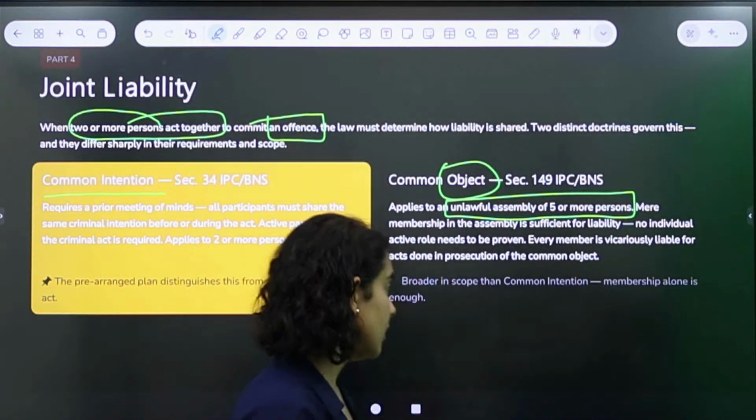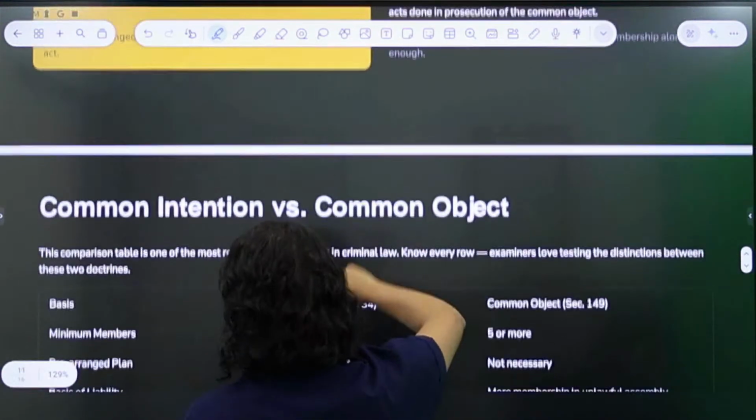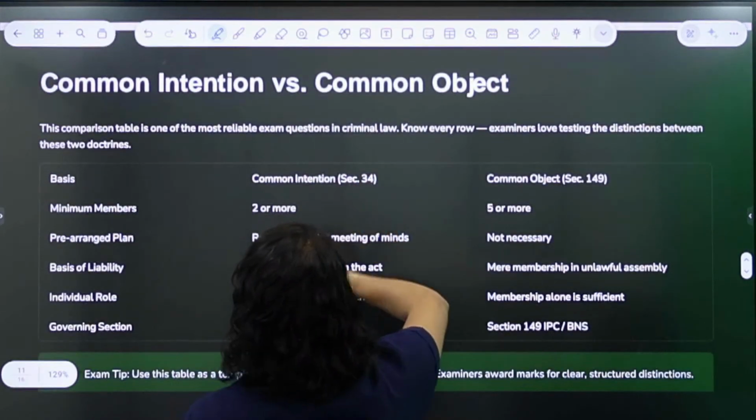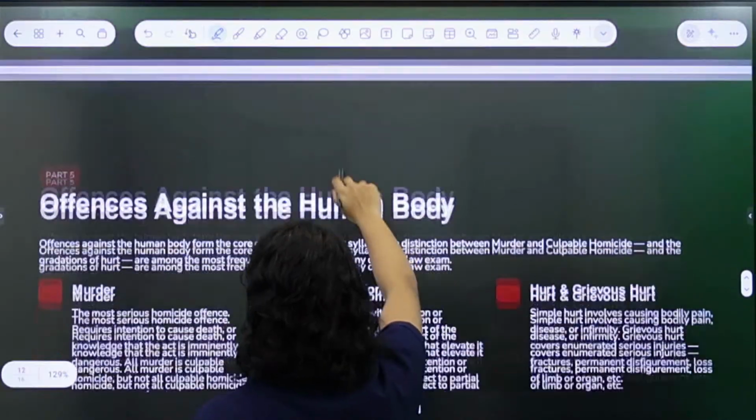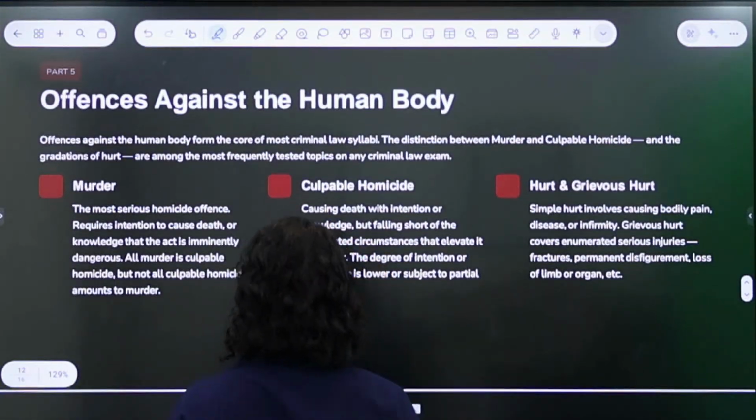Okay, moving ahead. I think this I've already explained. Okay, we are out of time.